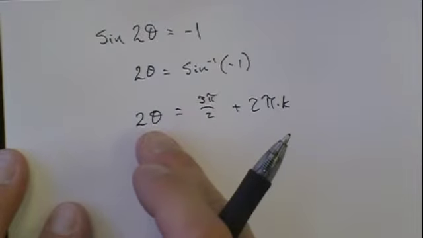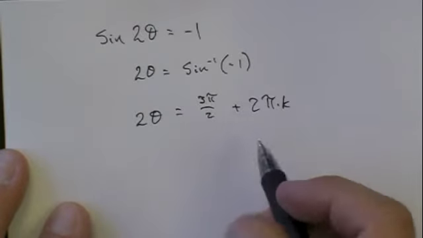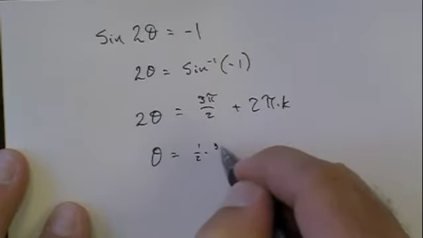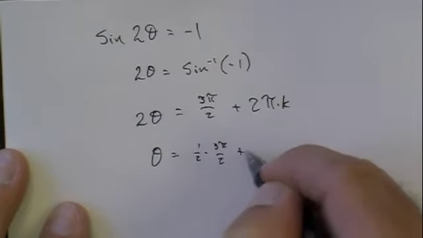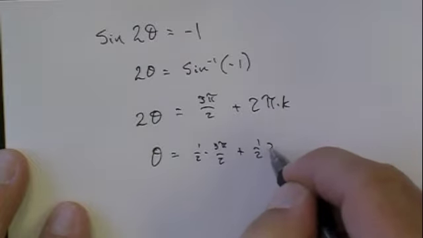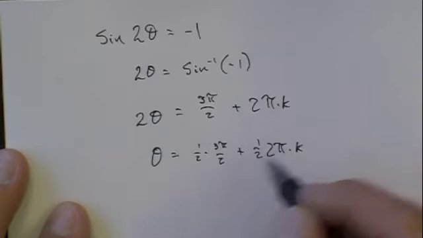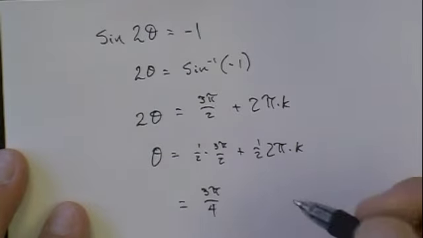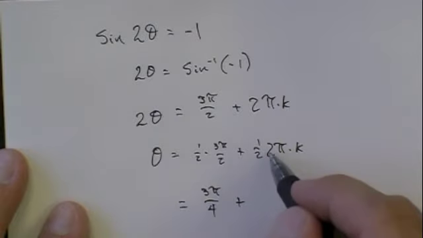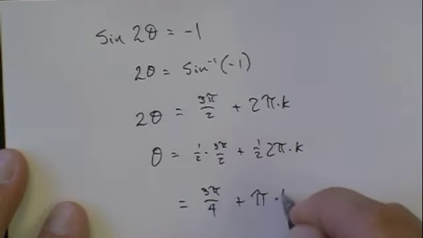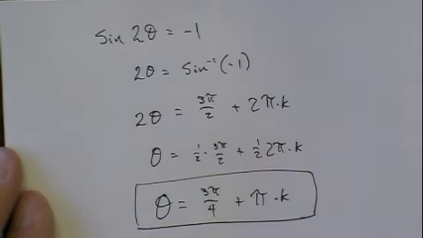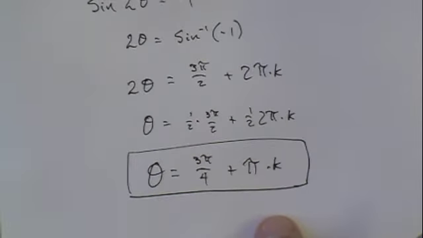From here we're dividing by 2 or multiplying everything by 1/2. So theta is equal to, so we have 1/2 times 3 pi over 2 and 1/2 times our 2 pi times k. So here we end up with 3 pi over 4 for our angle plus 1/2 times 2 gives us pi times k for all those laps around. So our multiple values of theta would be 3 pi over 4 plus pi times k.